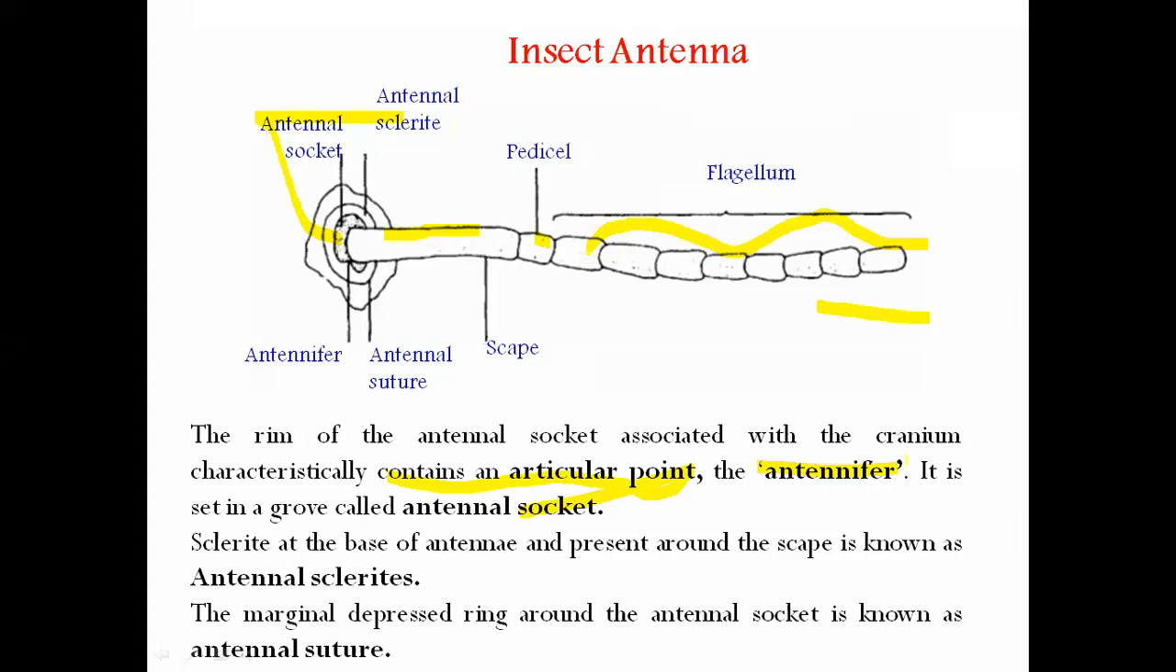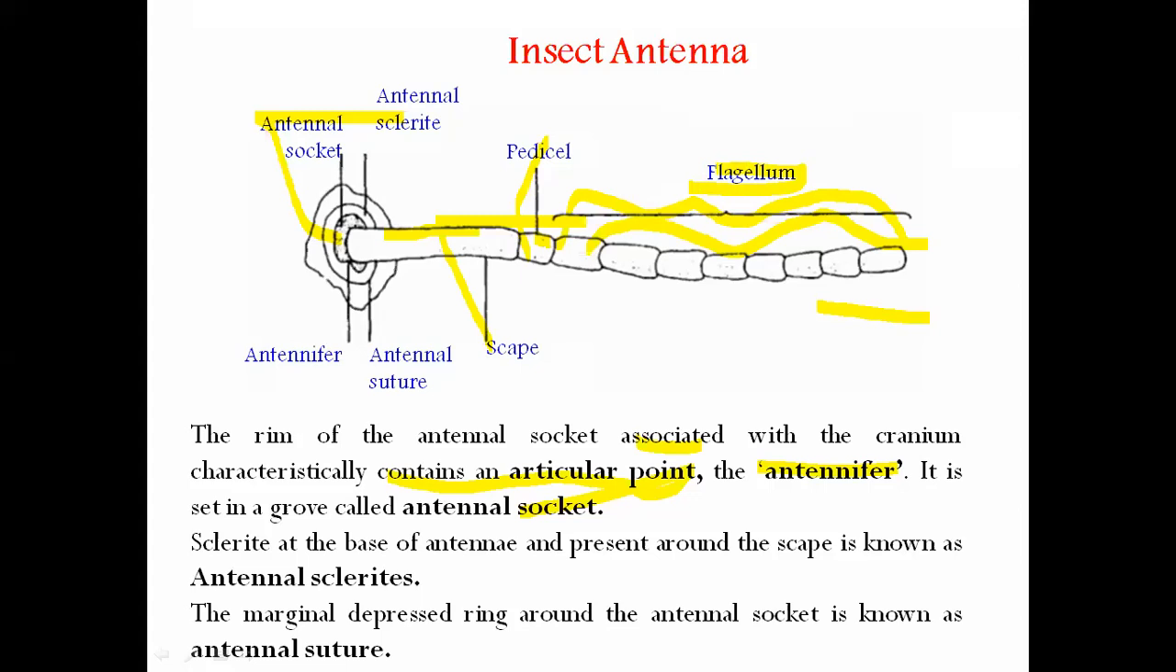So the antenna consists of three divisions. The first is the scape, the second is the pedicel, and the remaining all are the flagellum. These are the three major parts of the antennae, which it is composed of. Okay, so this is all about the insect antenna.